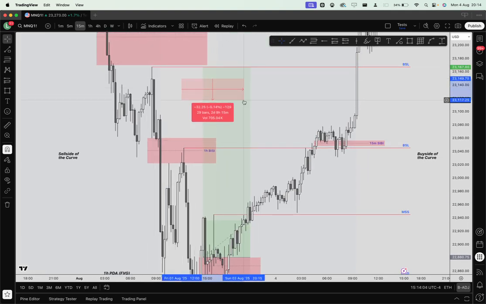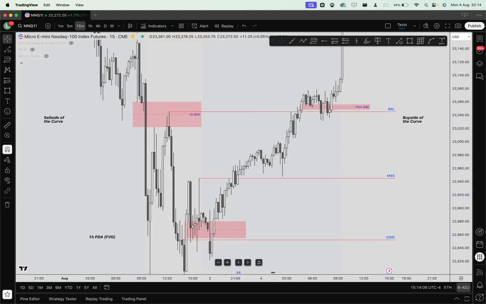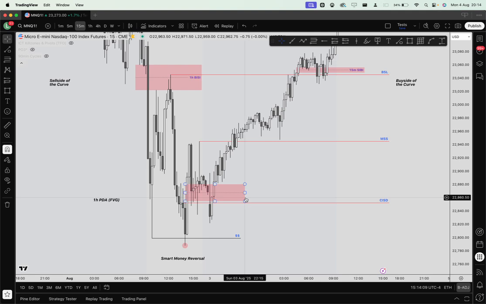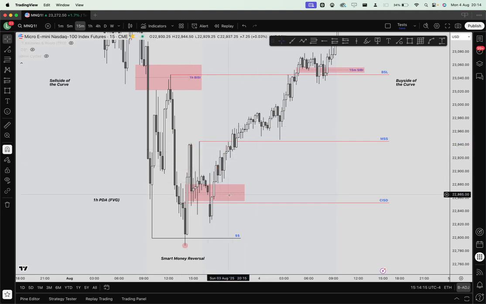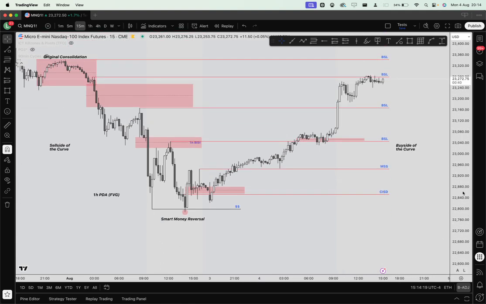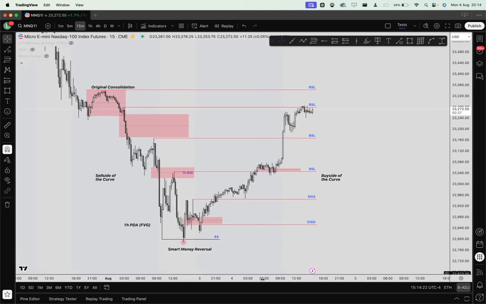So we have a change in state of delivery, we have a fair value gap through, and we target the liquidity up here. So that's one trade opportunity, but as well as the change in state of delivery, we also have this market structure shift here. So we hope we close above this swing high. That again is a market structure shift. Now after this market structure shift happened, as you can see, we just continued upwards. So the trend was up the entire day.